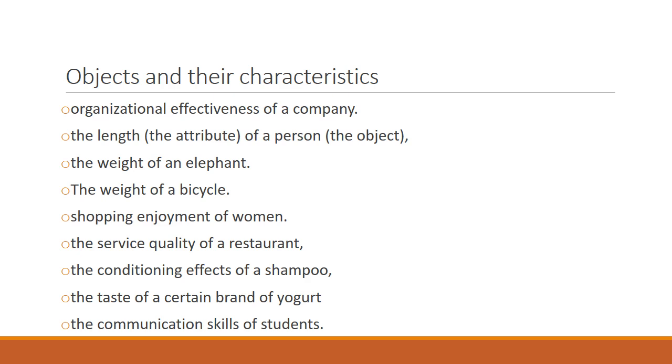So you see here we have synchronized both of them, and here you see the objects and their characteristics. The length is an attribute of a person, that is the object. The weight of an elephant, elephant is the object. The weight of the bicycle, bicycle is an object, and weight is the characteristic or attribute. Shopping enjoyment is the characteristic of women. Service quality for restaurant, conditioning effect for shampoo, taste of a yogurt, communication skills of students. So I hope you have understood the idea about the objects and their attributes and characteristics.